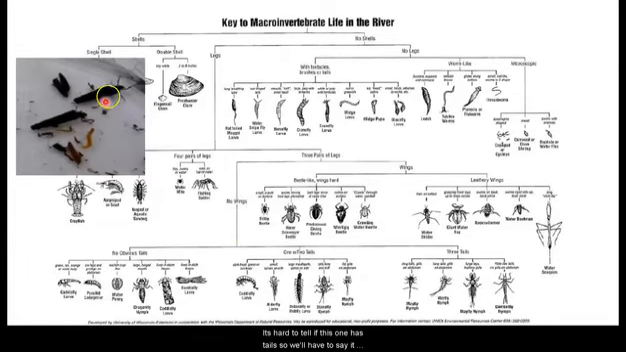It's hard to tell if this one has tails, so we'll have to say it has no obvious tails. And this little one right here, it's also hard to tell if it had tails. This is where it's helpful to use a hand lens to be able to get a closer look.